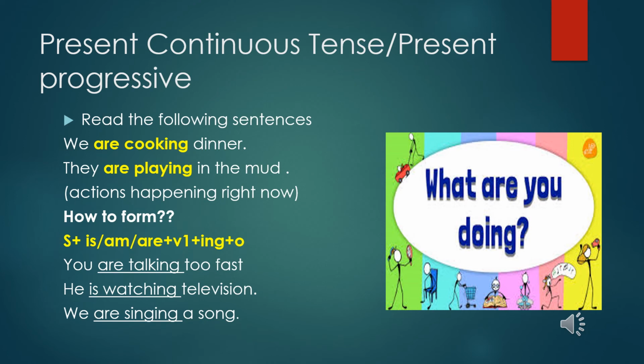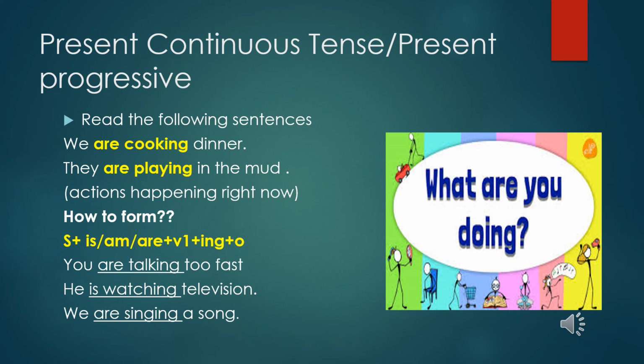See, subject plus is or am or are plus V1, that is the base form of the verb, that is the present tense of the verb, plus ing form, plus object. It is not necessary that every sentence has an object. Sometimes it can be an adverb, sometimes an adjective. Like, you are talking too fast. Here it is are plus talking, that is the verb plus ing.